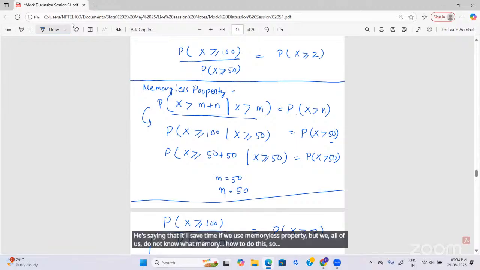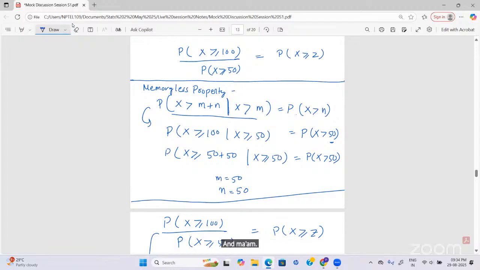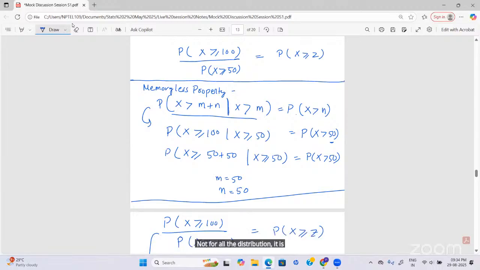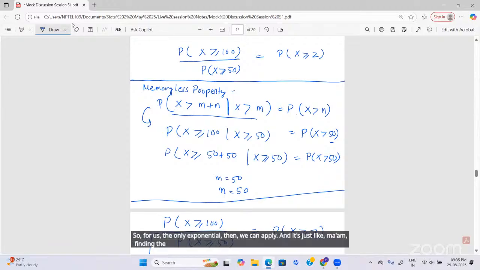And ma'am, is this memoryless property true only for exponential or for every other kind of distribution? Not for all the distributions, it is for exponential and also for geometric. Ma'am, you mean hypergeometric, because geometric is not for us? No. It is for geometric distribution, not for hypergeometric. So we don't have geometric in our syllabus. So for us only exponential, then we can apply. Yes. And it's just like finding the difference between the two values.